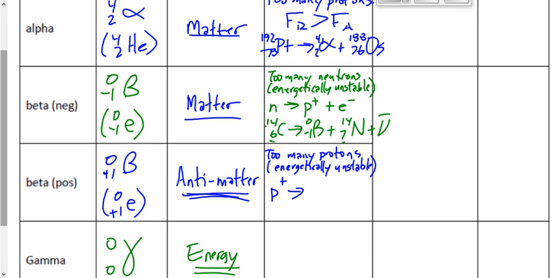What do we change the proton into? A neutron. But what else? Because that's not enough. Otherwise, the law of conservation of charge would be violated. What else do we change it into? A positron, right, a positron. Now, an example of this would be carbon-10 undergoing beta-positive decay.